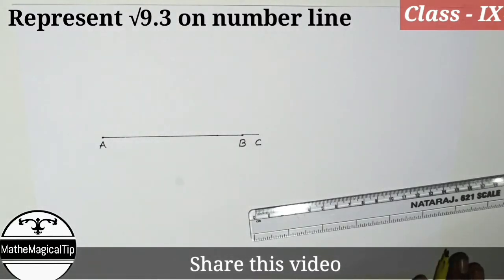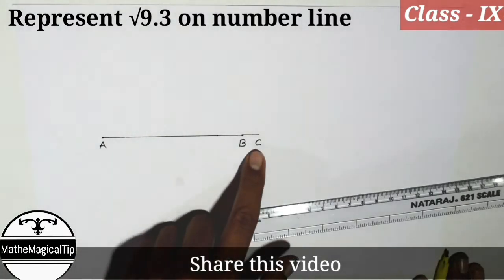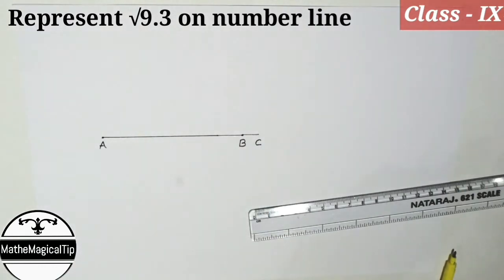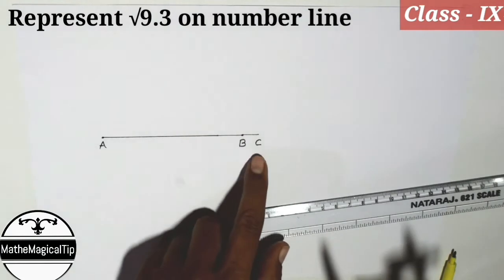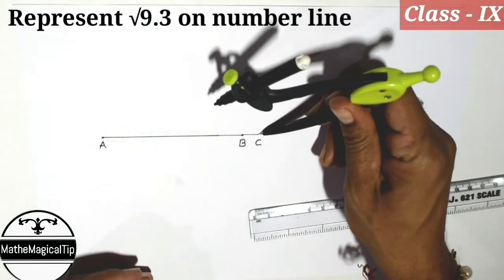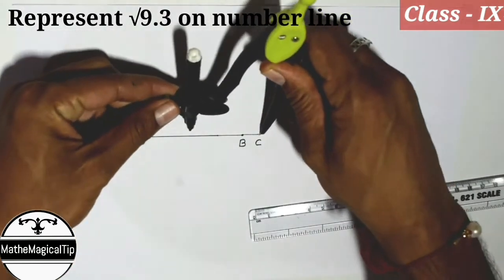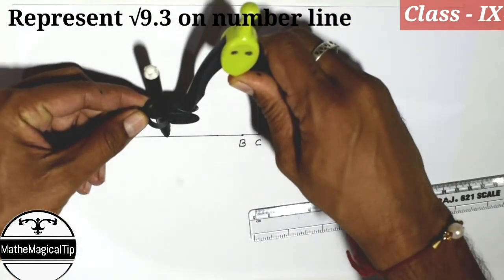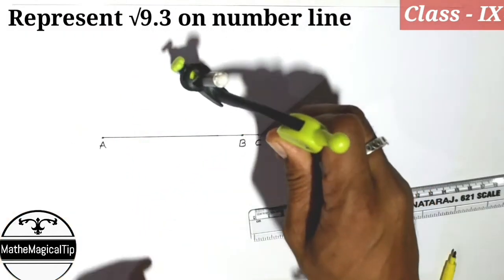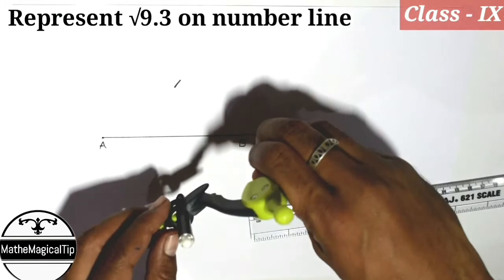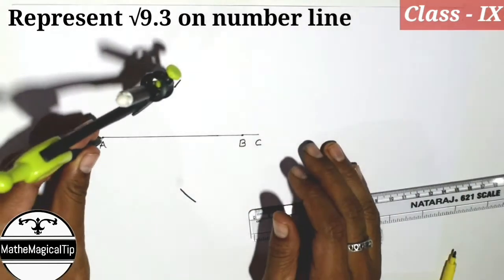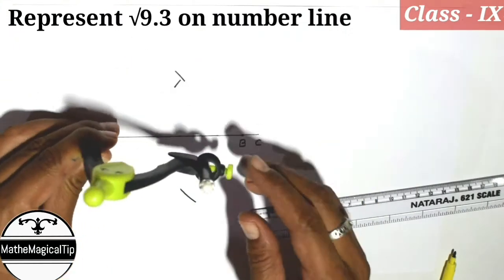The next step is that you will take a perpendicular bisector in order to locate the center of AC. So I am taking a perpendicular bisector, so it must be more than half. Here, I am taking an arc like this, taking more than half, and join this way also.